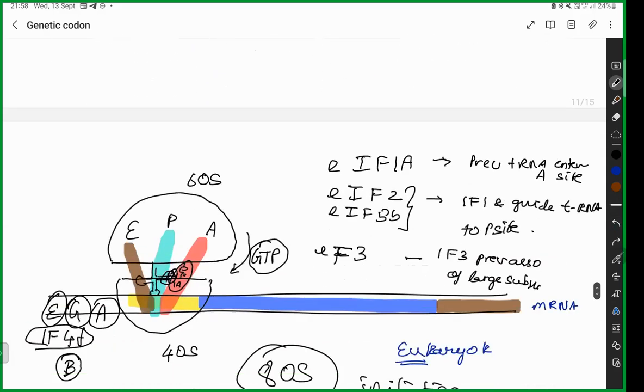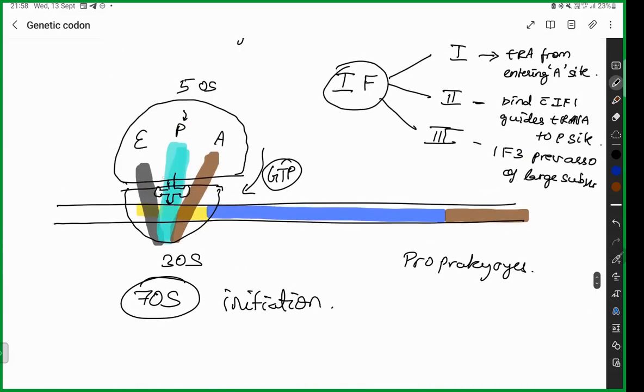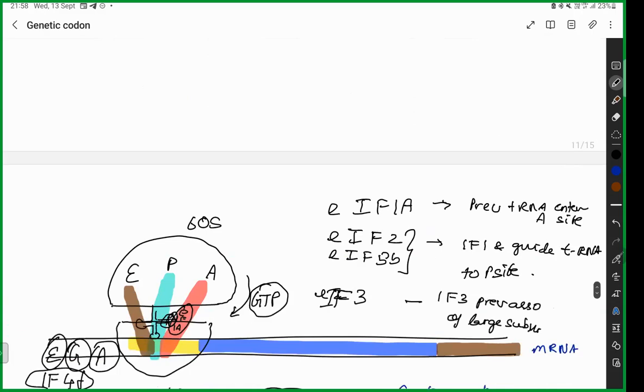The same steps are going to occur in eukaryotes also. But the difference between prokaryotes and eukaryotes is, in prokaryotes you have initiation factor 1. Here, you are going to have eukaryotic initiation factor 1A that does that work. And you have initiation factor 2. Here you have eukaryotic initiation factor 2 and eukaryotic initiation factor 5B. Same way there you have initiation factor 3. Here also you have eukaryotic initiation factor 3. So do you remember? Now you can understand the three ones. Okay, now you understood all three.